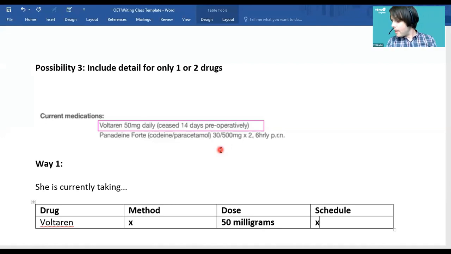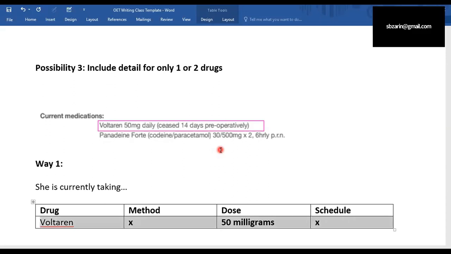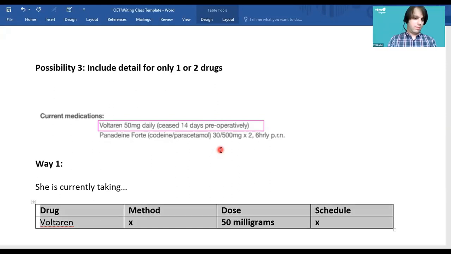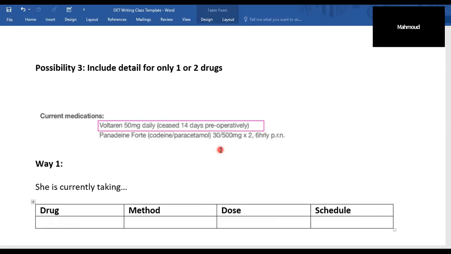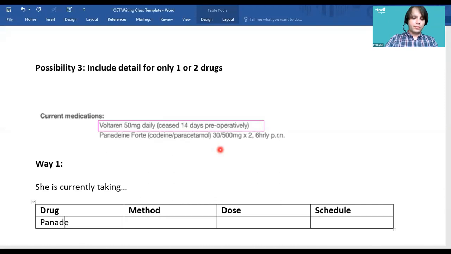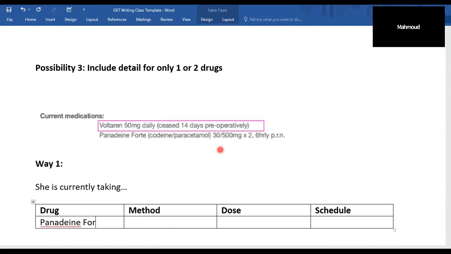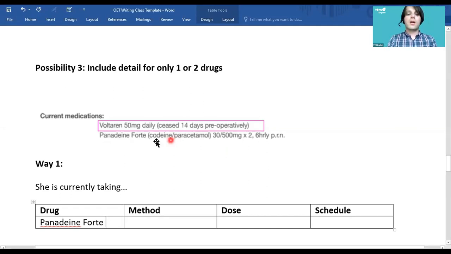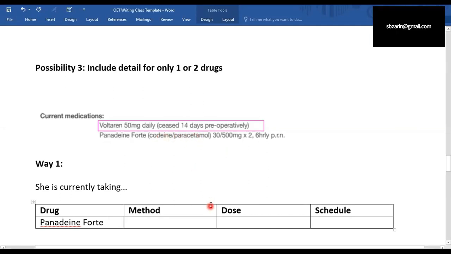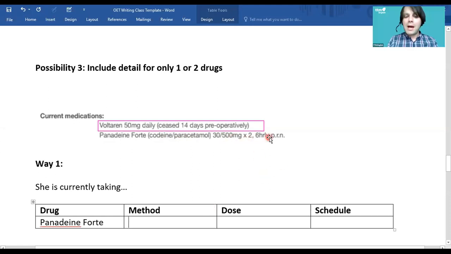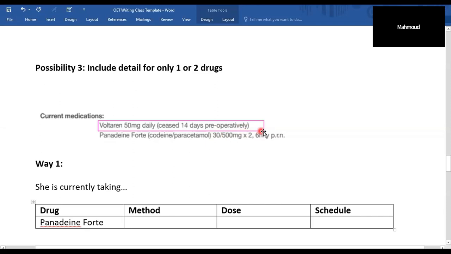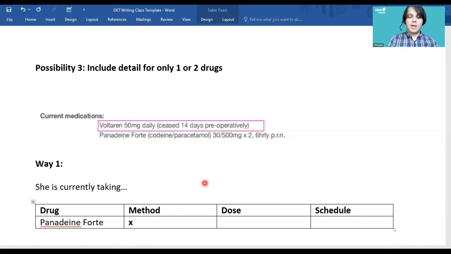Let's try with Panadeine Forte, okay? Let me ask now, Nil, are you there? Okay, Mahmoud? Yes. So let's do it with Panadeine Forte. Could you say the sentence? She is currently taking Panadeine Forte. Do I need to put capitals? Yes. Sometimes you won't know, but that's the generic. Do we know the method? Is it by mouth or injection? No. We don't know. So we don't need to write anything here. Comma.